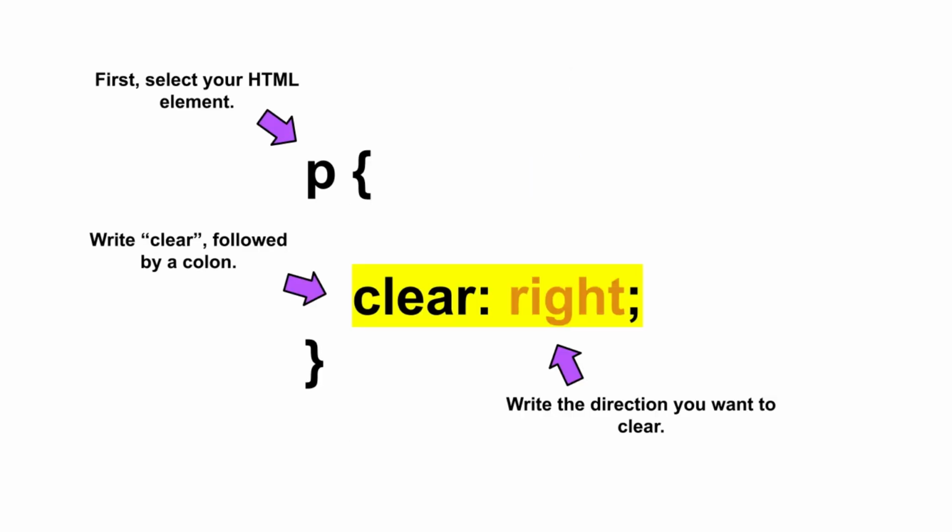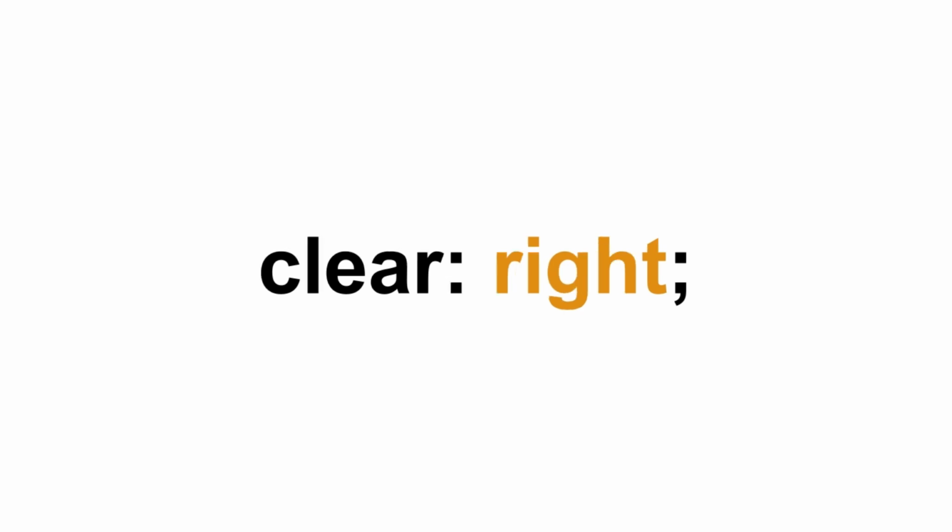One last thing to note is that we as programmers can clear for any direction we need. Typically, if the previous element is floated to the left, we must also clear left to cancel its effects. This is true if the previous element is moved to the right. In that case, we can clear the right side.